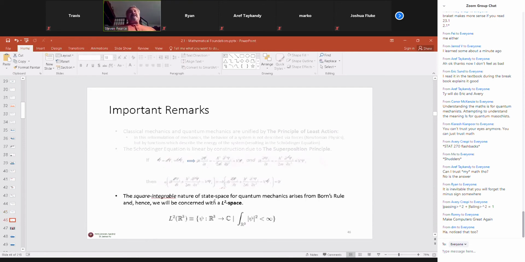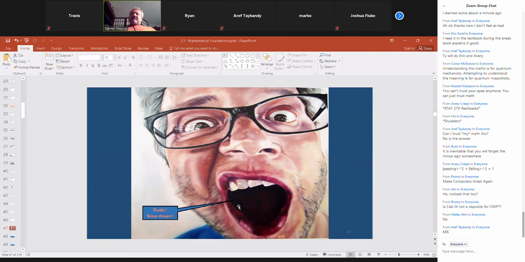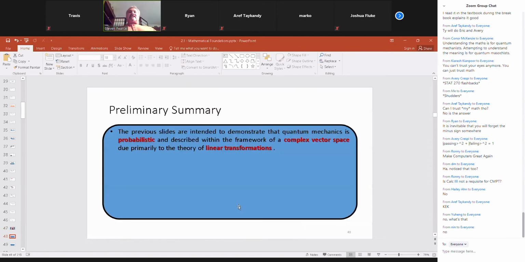And finally, the square integral nature of state functions, or state space for quantum mechanics, arises from Born's rule. And we call that an L2 space. Your book talks about it. What the heck does that mean? Well, first of all, you're supposed to be saying that this is kind of crazy for a class with your background. You know, like, hey, man, I thought you just said we need matrix algebra. And it's true. I thought I'd just show you what it really looks like in its full glory.